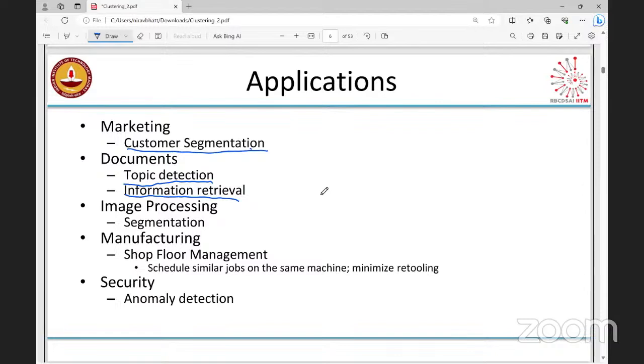Image processing: it is quite useful for segmentation. In manufacturing shop floor management, we want to schedule similar jobs on the same machine, or minimize retooling, etc. You can do it with clustering. In security, anomaly detection. So there are different applications of clustering analysis in different areas of life.